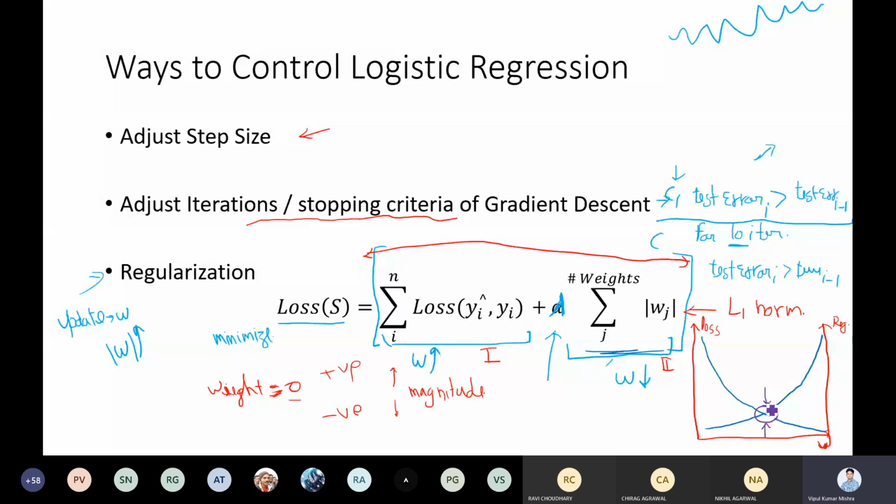Any doubt, guys? Yeah. Please explain why the regularizer decreases the weights, since we are taking the absolute value. Please explain this point. Sure. Just give me more space here.